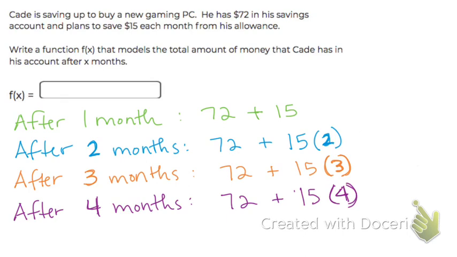So now we have figured out how we come up with that number. We're taking 72 and we're adding 15 times the number of months. So what variable should we use for the number of months?